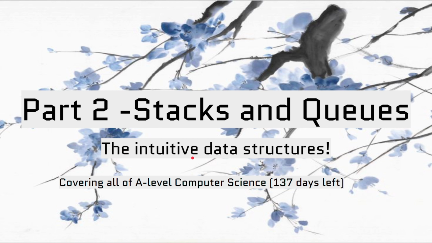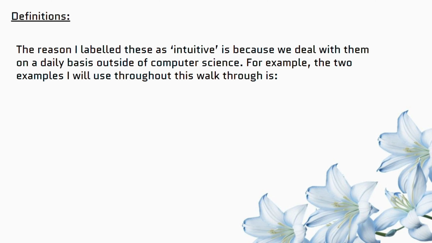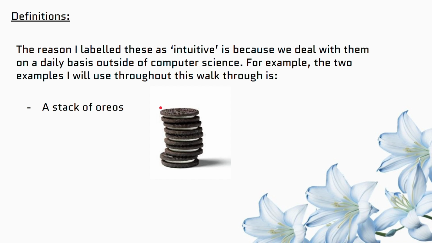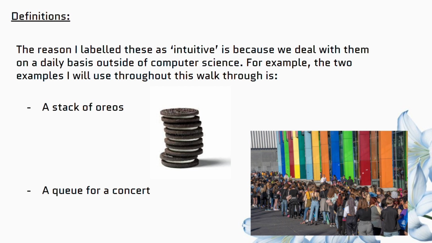I know different people find different things difficult. But the reason why I call it intuitive is because we come across these in everyday life, right? And the two examples that I'm going to repeatedly recall throughout this presentation is a stack of Oreos, and this can be a stack of anything. I just like Oreos, and they're quite easy to stack, probably only behind Jenga blocks. And then we'll recall a queue for a concert.